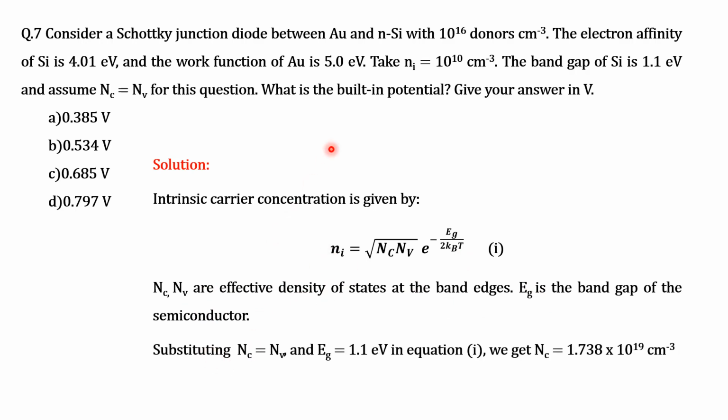So it's also given to us Nc is equal to Nv. So basically, in this equation, we have Ni. We don't have Nc and Nv, but we know that Nc is equal to Nv. Therefore it becomes root of Nc square, and hence it becomes Nc alone, e raised to minus Eg by 2 times Kb into T. Kb into T is a constant, since the temperature is 300 Kelvin, and Eg is given to us as 1.1 electron volt, and hence we will get the value of Nc as 1.738 into 10 power 19 per centimeter cube. Now we have to find out the built-in potential.